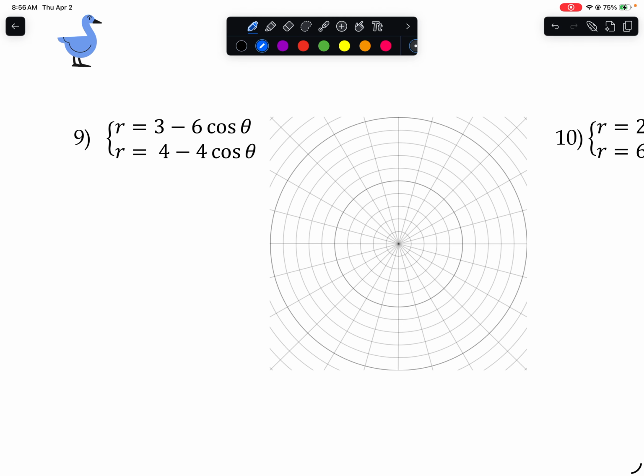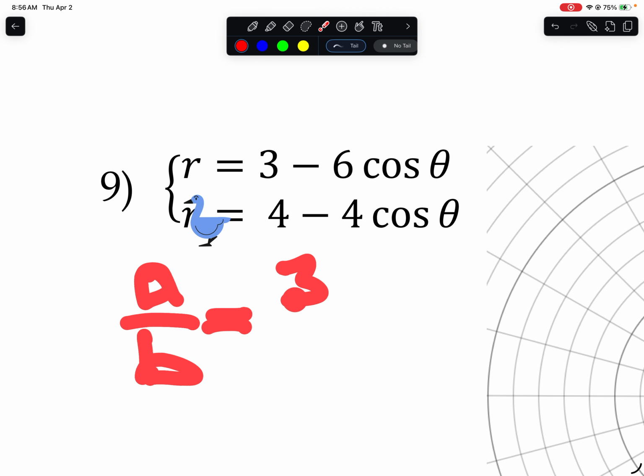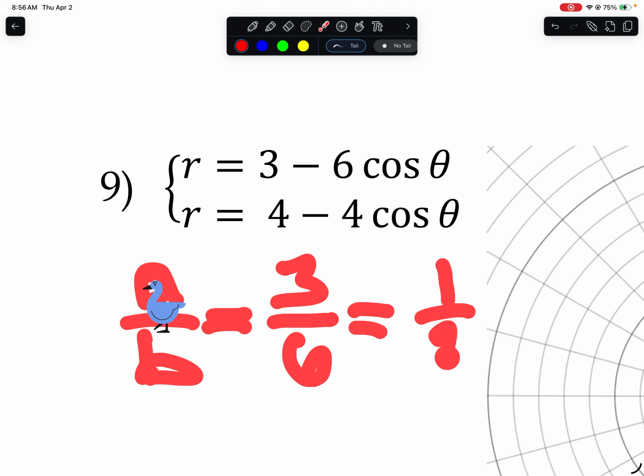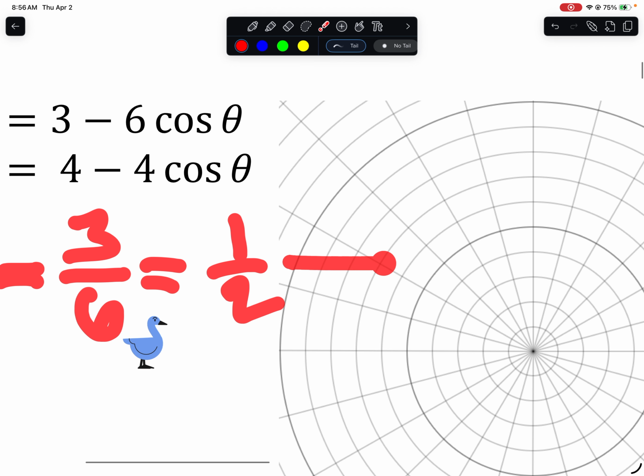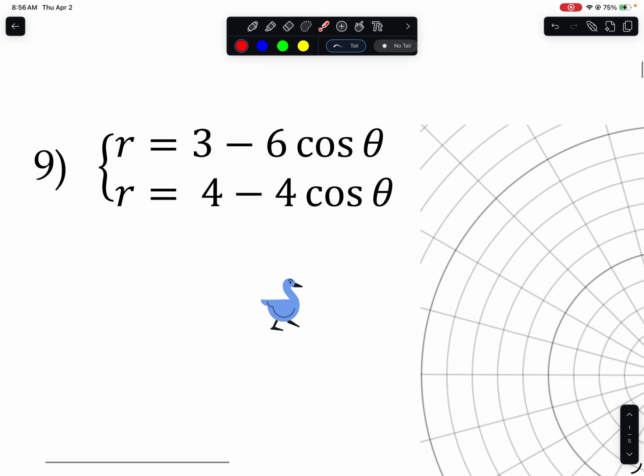So we have r equals 3 minus 6 cosine theta, and then r equals 4 minus 4 cosine theta. When I look at these values, I see my a value in this first equation is 3, and my b value is 6. When I do my ratio of a over b, that means we're going to have 3 over 6, which is equal to 1/2. Because that's less than 1, that means we're going to have a limaçon with an inner loop. And then my second equation, if your a and your b value are equal, that tells me we're going to have a cardioid.